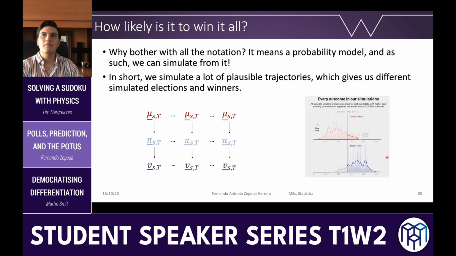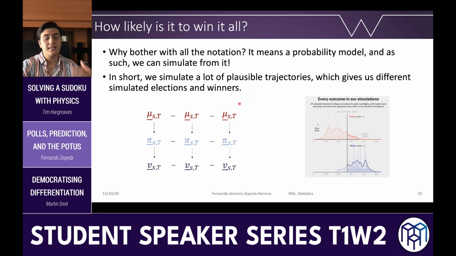But then if it's so simple, why all the fuss? It means that we now have a probability model from which we could simulate. And we have a lot of different possible trajectories that are plausible with our modeling assumptions and the data we are observing. So that gives us a lot of different simulated elections and winners.